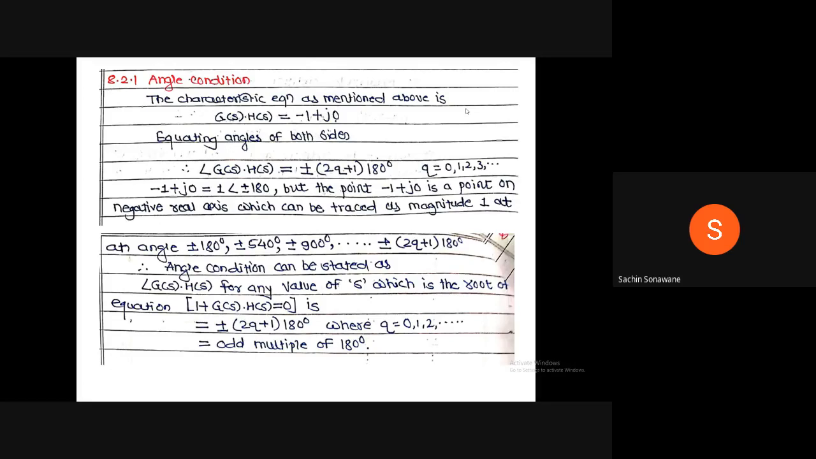Therefore, angle of 1 + G(s)H(s) = 0 is equal to ±(2q+1)×180 degrees, where q = 0, 1, 2, 3, ..., which is equal to an odd multiple of 180 degrees. Always remember, if we have to find out the angle, we have to use this condition, that is G(s)H(s) = ±(2q+1)×180 degrees.